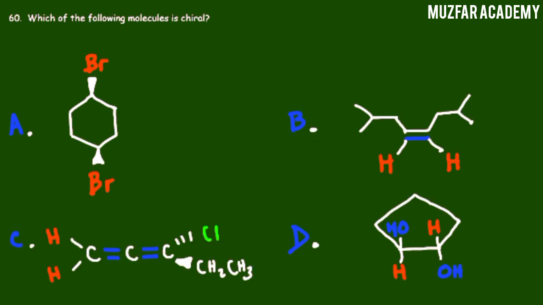Number 60. Which of the following molecules is chiral? Alright, let's go through each one. So looking at answer choice A, notice that we have a line of symmetry.